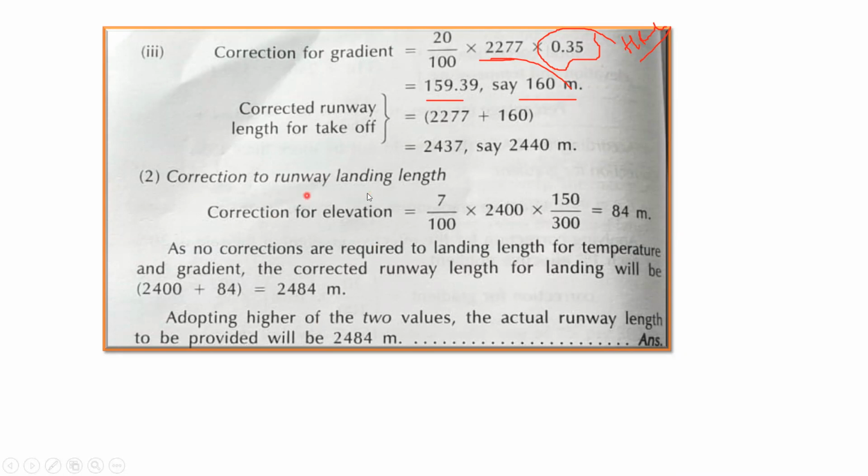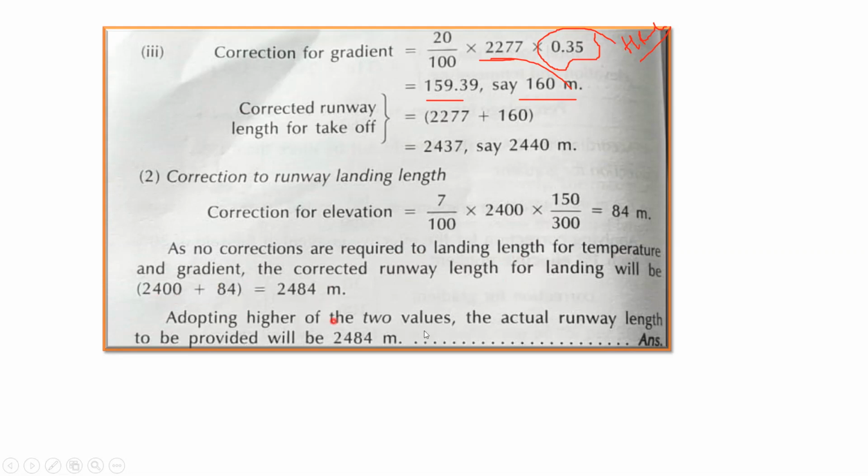Now correction to the runway landing length. Correction for the elevation will be again 7 divided by 100 into 2400 this time into 150, which is the elevation height, divided by 300, is a formula. This comes out to be 84 meter. As no corrections are required to the landing length for the temperature and gradient, the corrected runway length for the landing will be 2400 plus 84, which comes out to be 2484 meter.